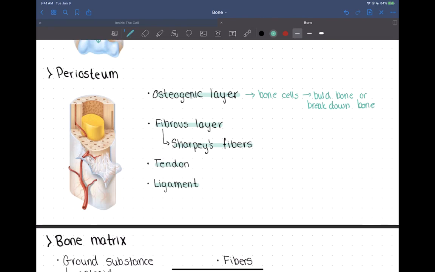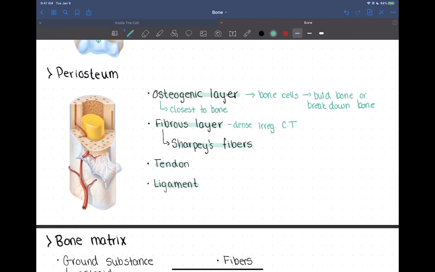And then this osteogenic layer would be directly against the bone, so this would be closest to the bone. Right, because those cells would need to be right on top of the bone in order to break it down or add more bone to it. So then outside of that, you would have this fibrous layer, and the fibrous layer is what's made of that dense, irregular connective tissue.